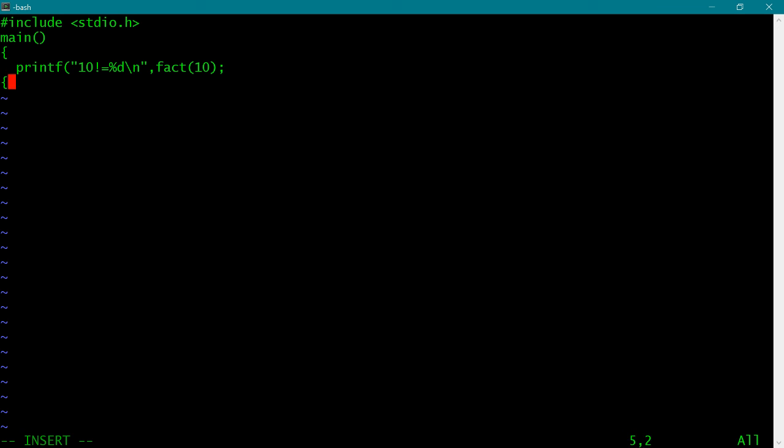So let's calculate what 10 factorial is. I do need an extra parenthesis. Alright, so let's print out what 10 factorial is. We're going to write a function called fact that takes an integer and tells you what that factorial is. Bang, we're done.